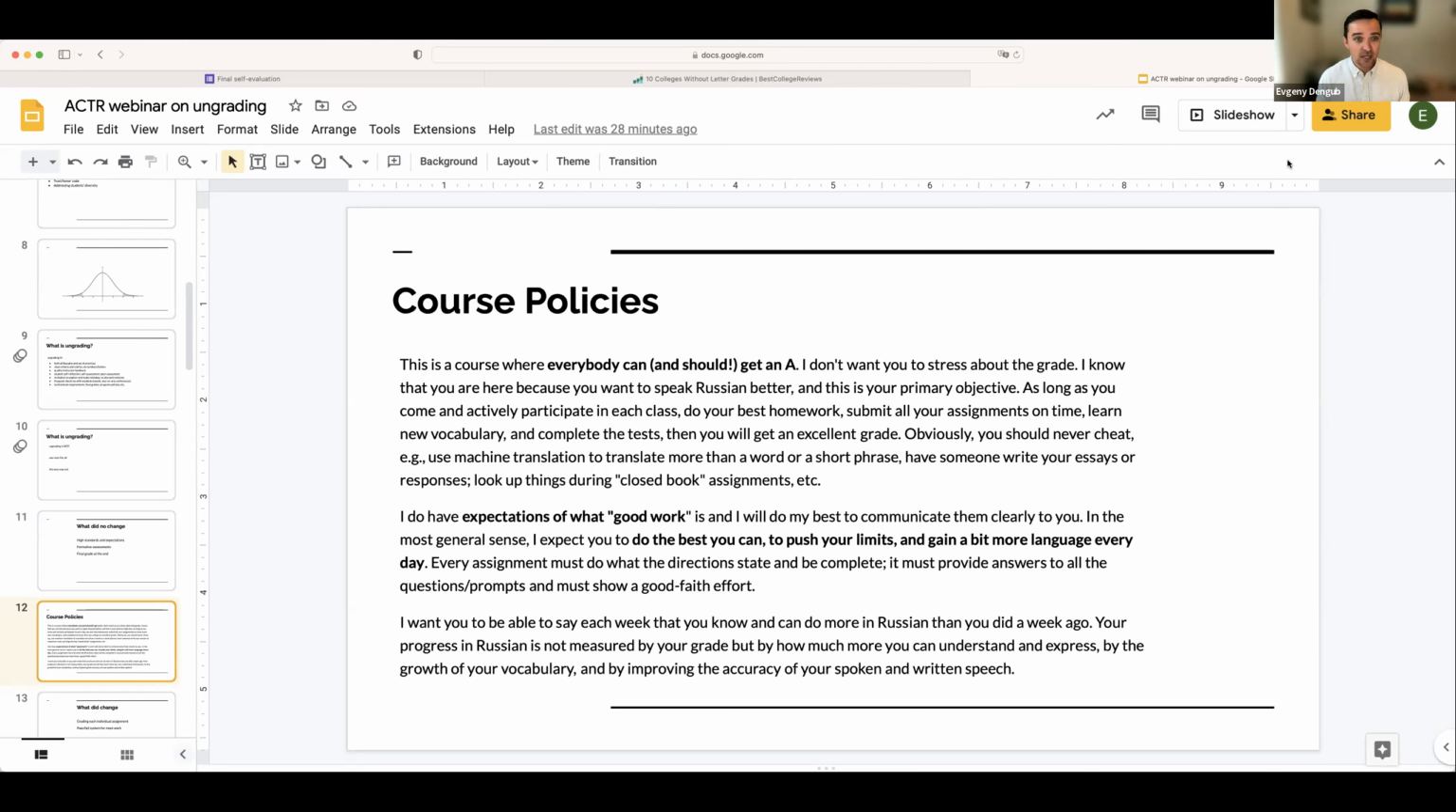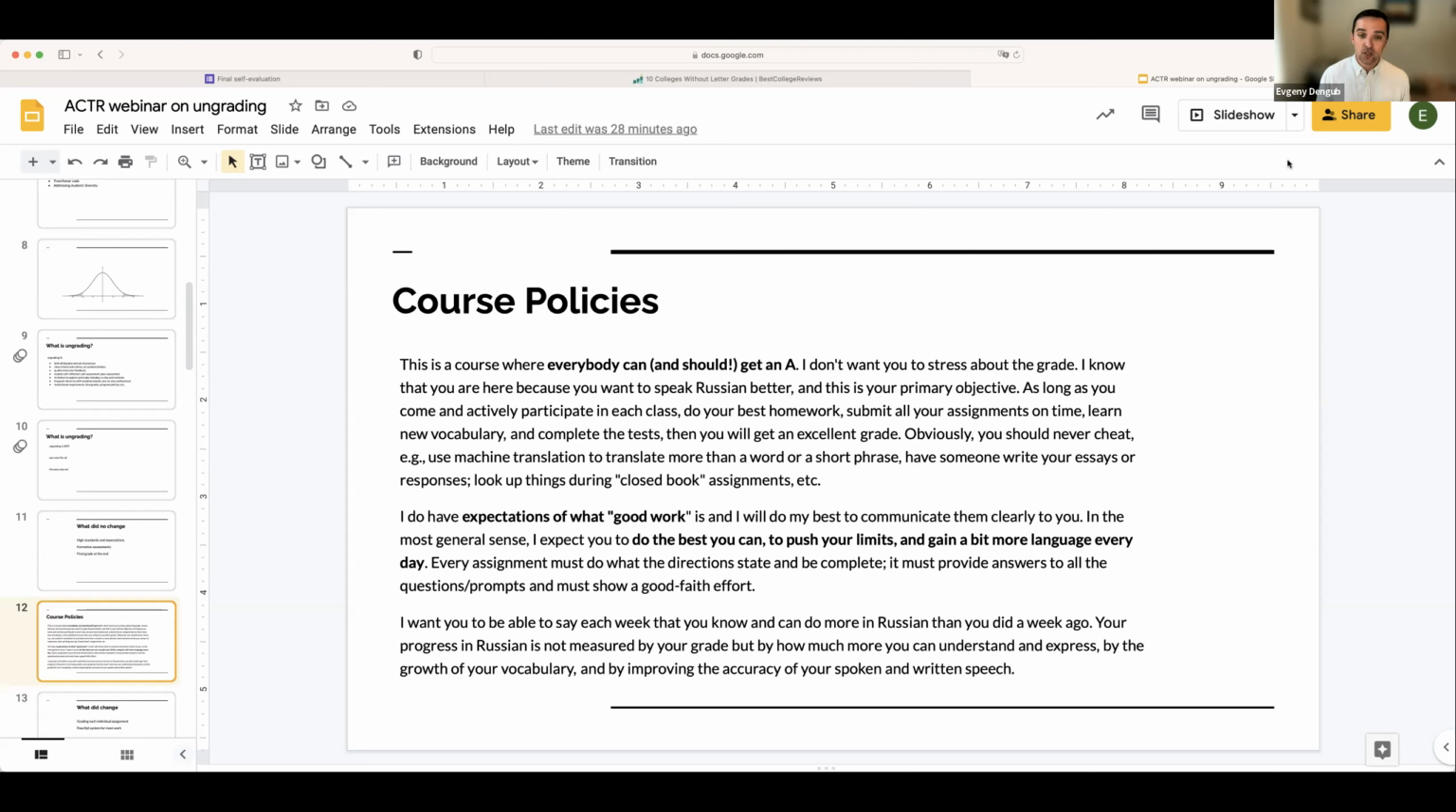Obviously, you should never cheat. That is, use machine translation to translate more than a word or a short phrase, have someone write your essay or responses, look up things during closed book assignments, etc. I do have expectations of what good work is, and I will do my best to communicate them clearly to you. In the most general sense, I expect you to do the best you can to push your limits and gain a bit more language every day.